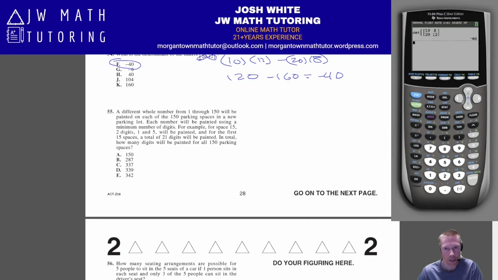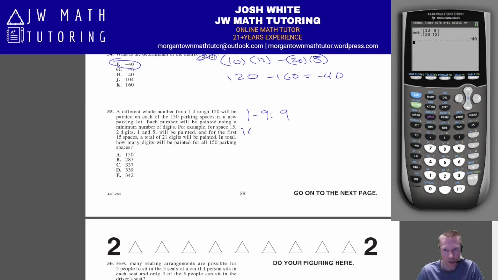And it wants to know how many total digits will be painted for all 150 parking spaces. So here's how I would think about this one. For spaces 1 through 9, you're going to have a total of 9 digits because they're each one digit.